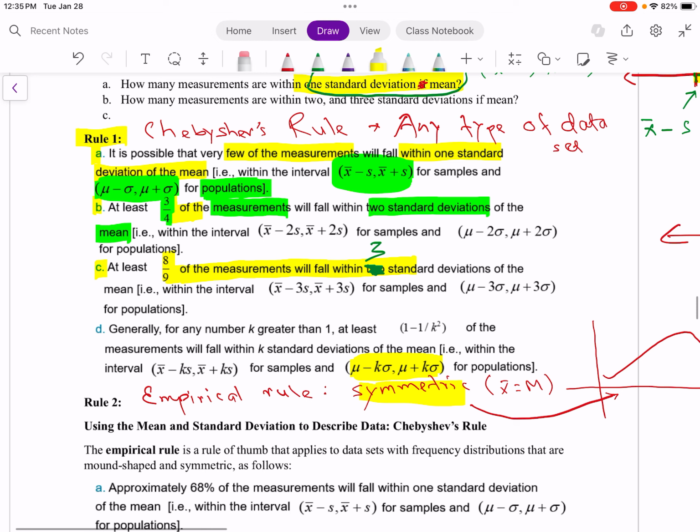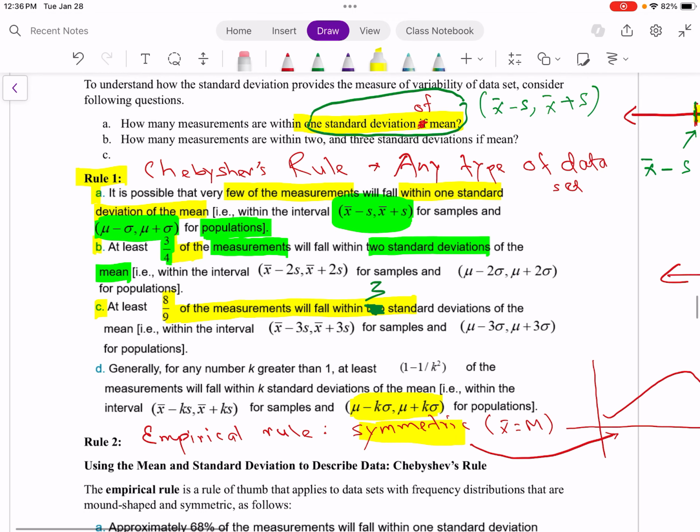The type of question you will be asked is that you will be given a data set, and you will be asked to calculate 3/4 of the measurements. So finding 3/4 means you are finding an interval 2 standard deviations of a mean, and you are counting the measurements. So this is about Chebyshev's rule, and we use this rule for any type of data set, whether it is symmetric or asymmetric.